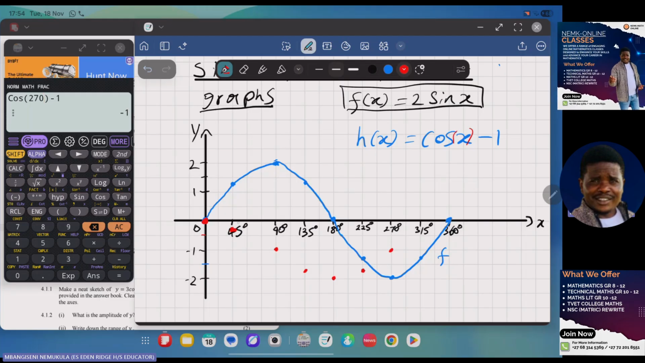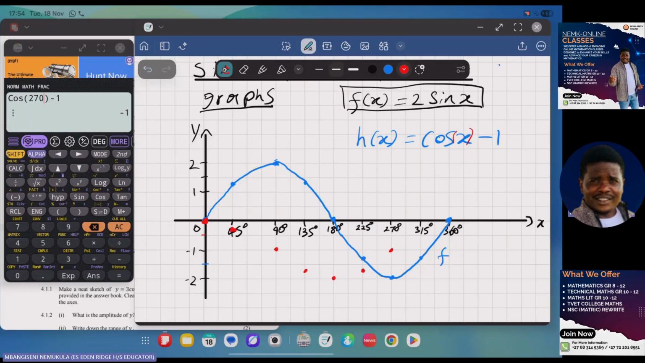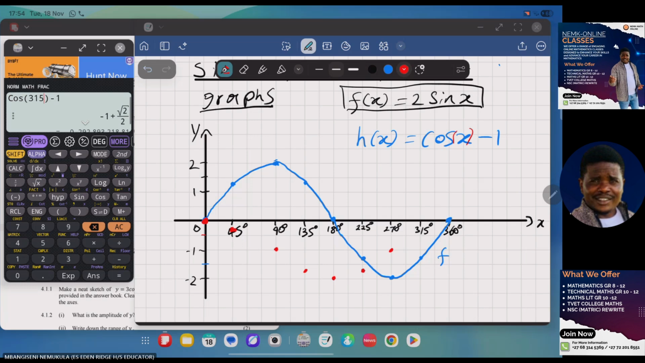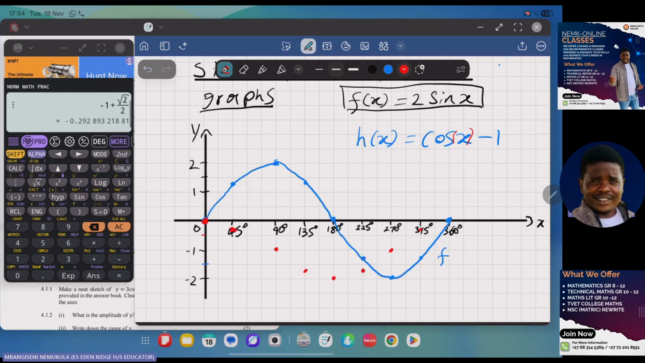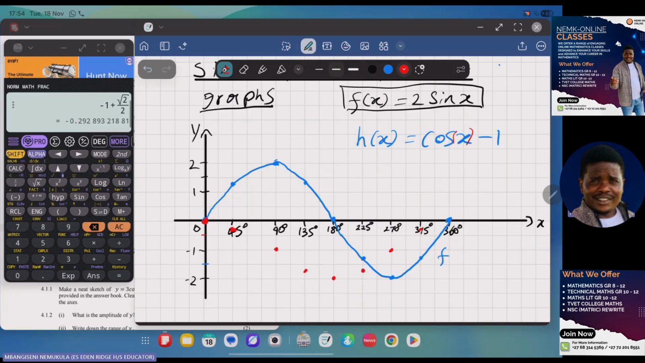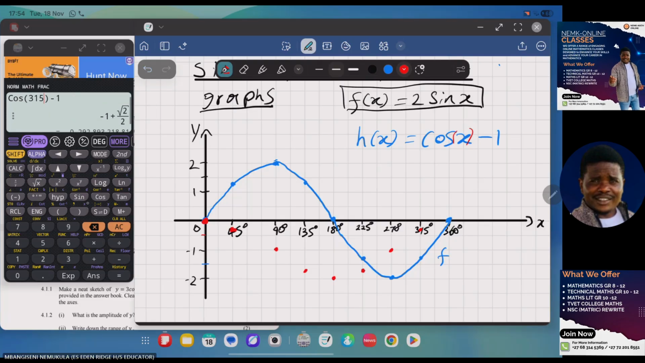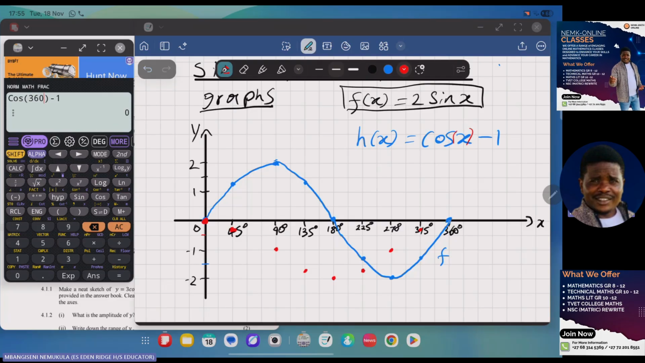And then, as you can see, these dots are already giving you a shape of what you are going to draw. And then let's do 315. What are we getting there? -0,29. Something that is somewhere there. And then let's go to 360. The calculated answer is 0, so we put a dot there.